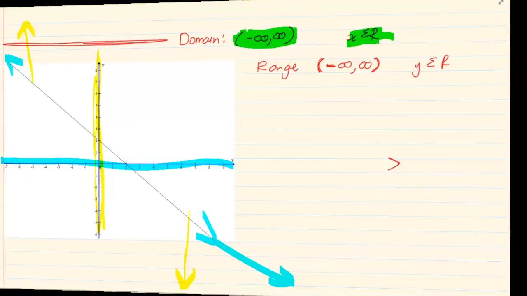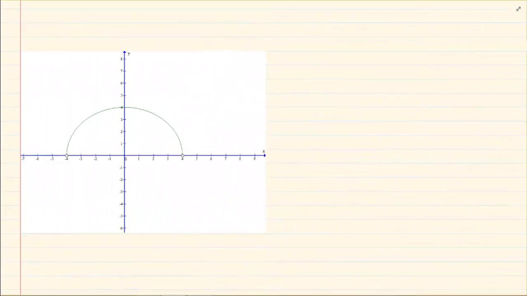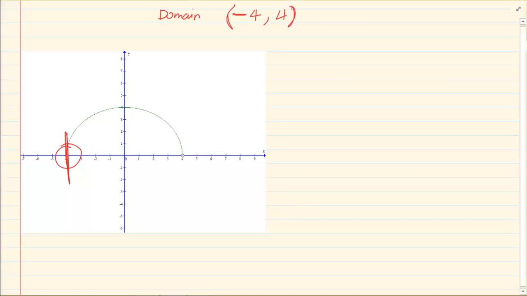Let's take another example. Now this one, notice that I have open circles. What is the lowest value of x? It's stopping there. So the lowest value is minus 4, and the highest value it's going to is 4. So the domain is going from minus 4 to 4. They have open circles, so it's round.